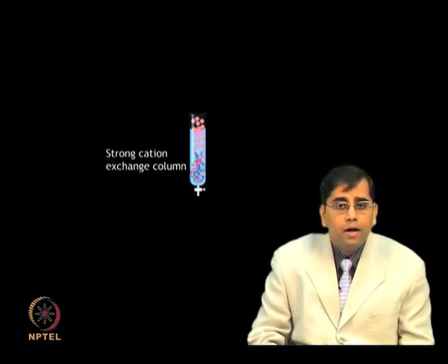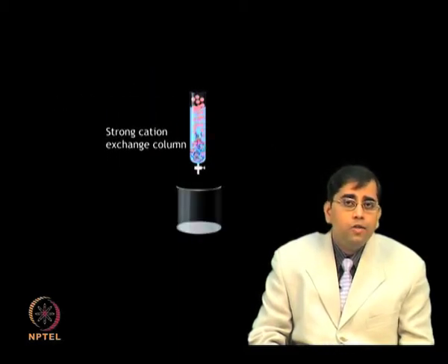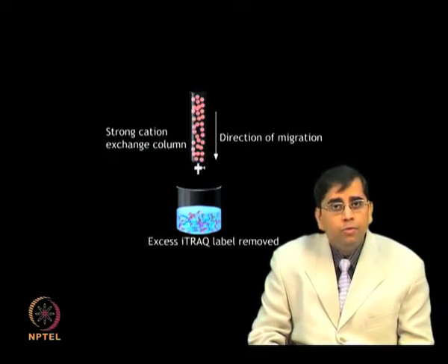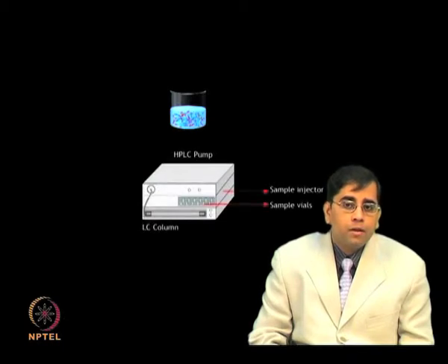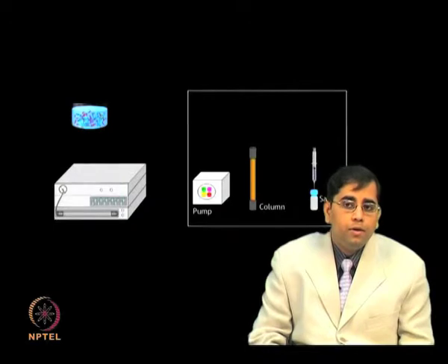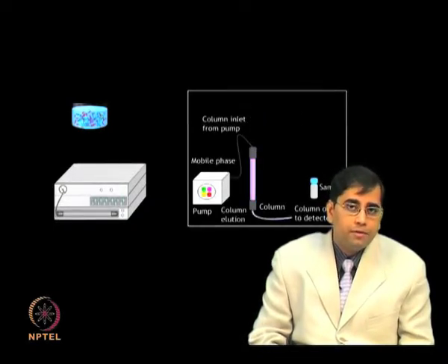Pooled samples are purified on a strong cation exchange, or SCX, column to remove the excess unbound reagent. These isobaric labels are detected upon fragmentation and release in mass spectrometry.